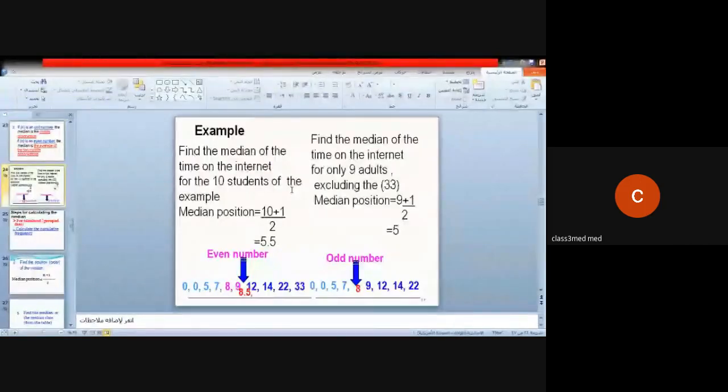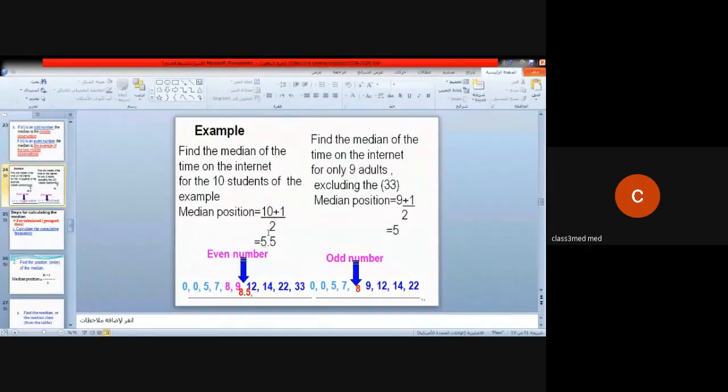We'll go back to the same example about the time on the internet for the 10 students. To find out the median, the first step we have to arrange the observations in ascending order or descending order. Here they were arranged in ascending order: 0, 0, 5, 7, 8, 9, 12, 14, 22, 33. After arranging, the second step, we find the median position: 10 plus 1 divided by 2, 5.5.